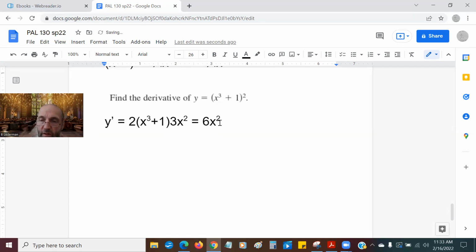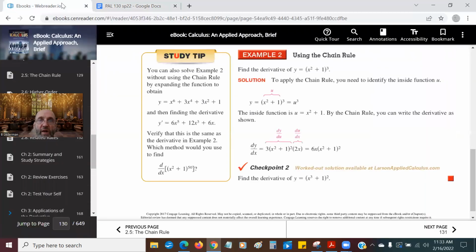Where are we here? Times x cubed plus 1, there you go. So this is just a little bit nicer and neater. Anyway, that's that problem. So back here.